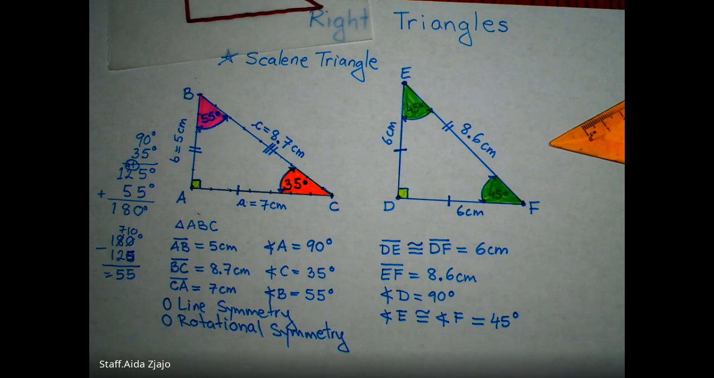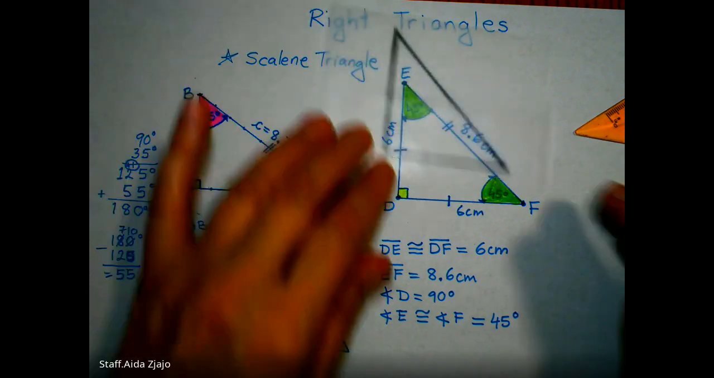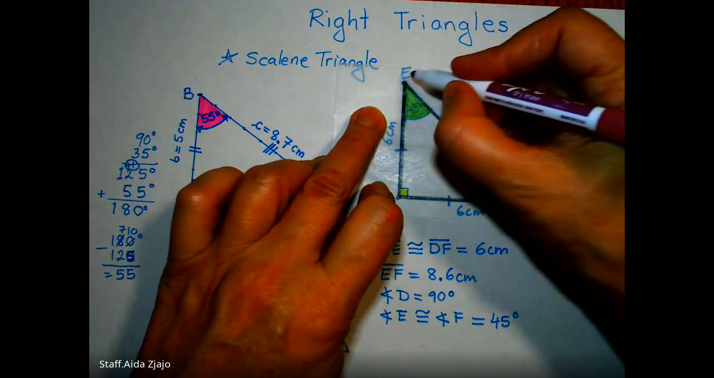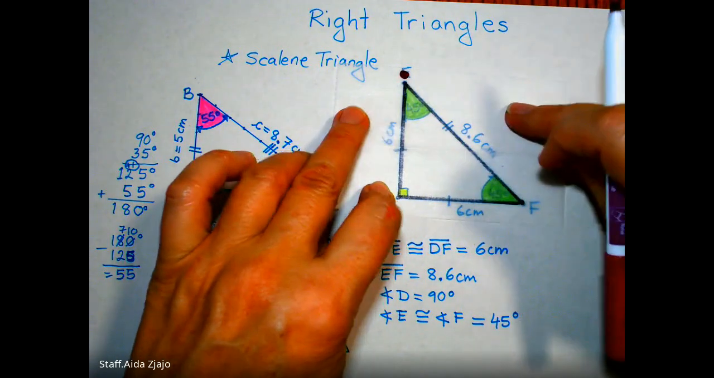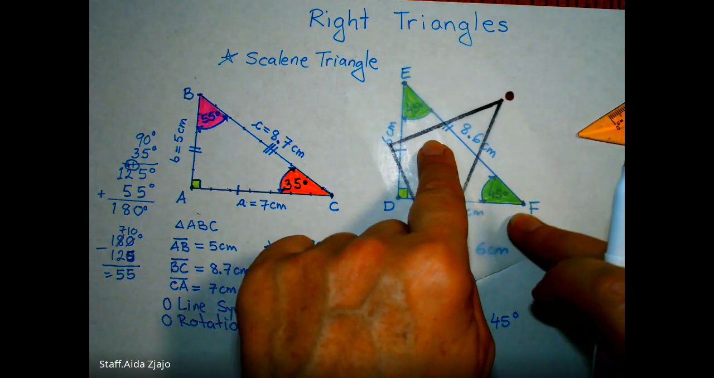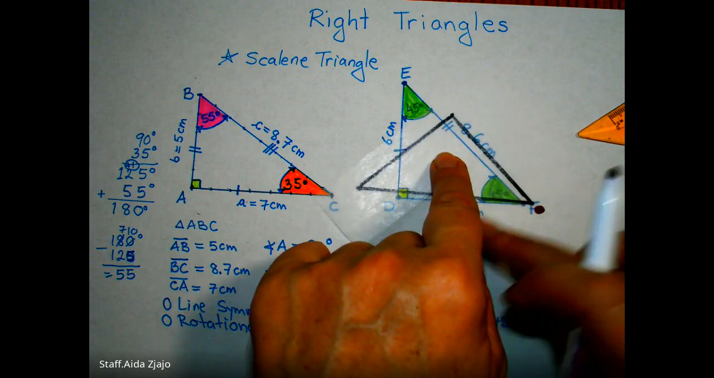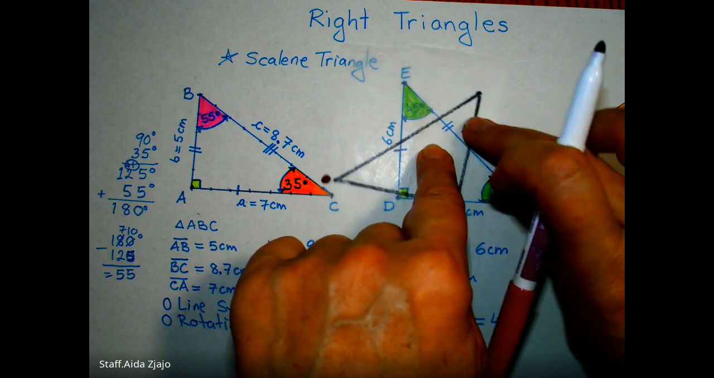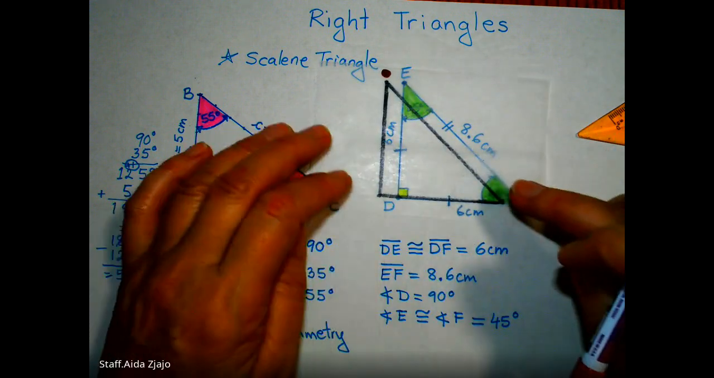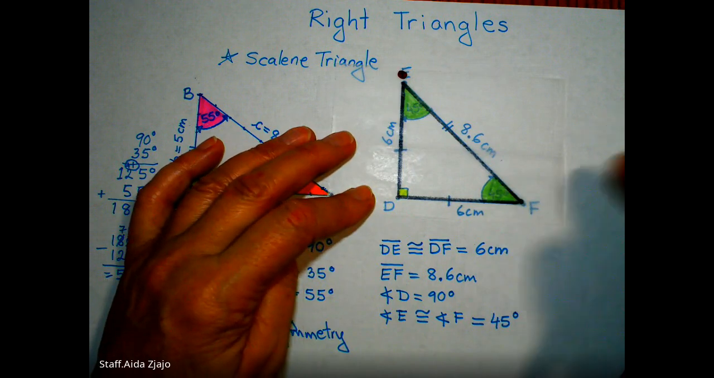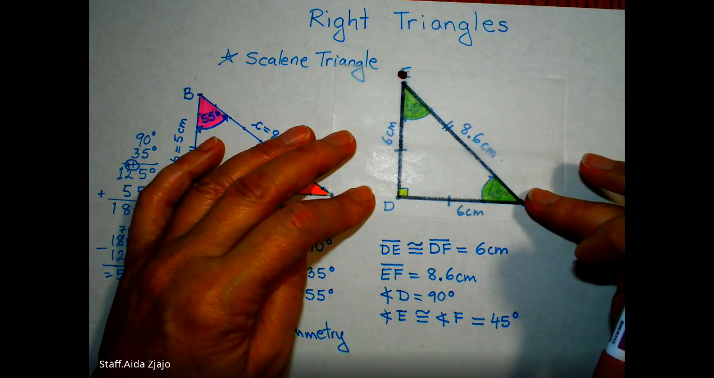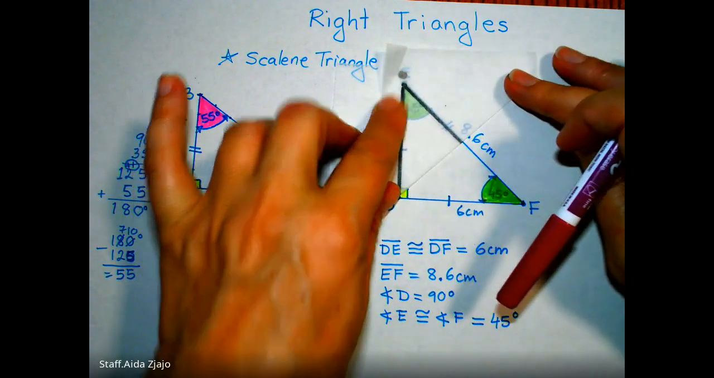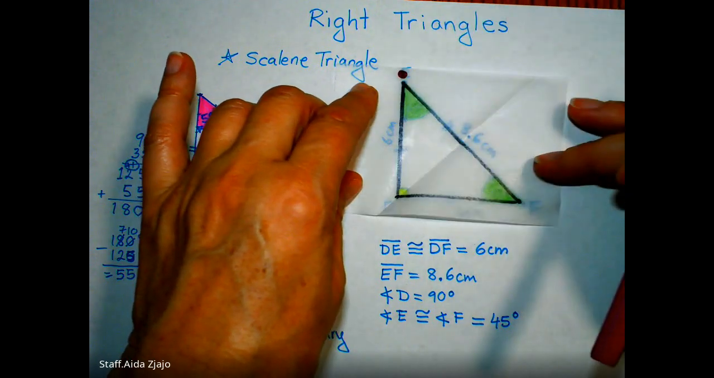And then we can explore the other one. I already drew a picture of this one, and if I put the dot on the top of E, I can rotate all the way around, and it's not matching. So this right triangle does not have rotational symmetry either. But it has a line symmetry, because if I flip this paper, they will match perfectly. It will have line symmetry.